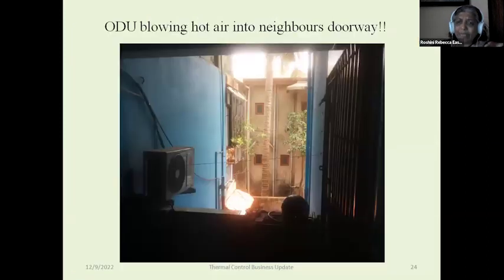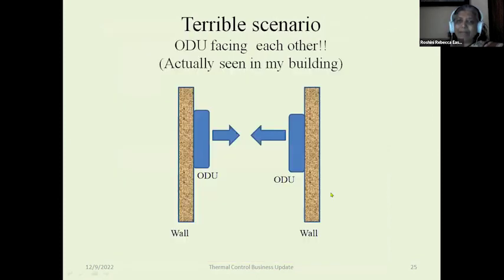Now, this was another instance which was there in my own building in Goa. There was this outdoor unit of one family blowing the hot air into the neighboring family. This OD is throwing air directly into the doorway of the other person. And then there was this scenario also, which is not there in the picture. The ODU of this guy is facing the ODU of this person.